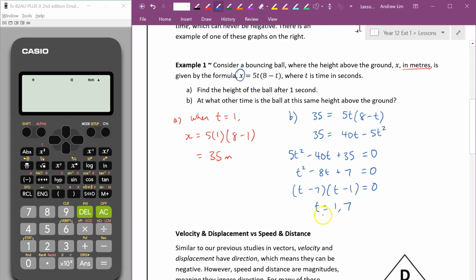Well, we already knew that the height of the ball is 35 when t is equal to 1, because we've already done that here. Therefore, the other time is 7. Therefore, at t is equal to 7 seconds, the height is the same.